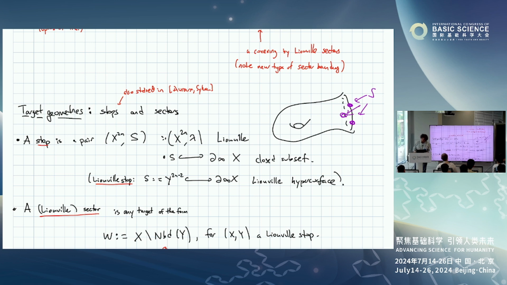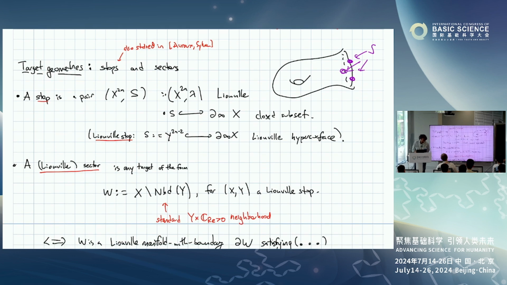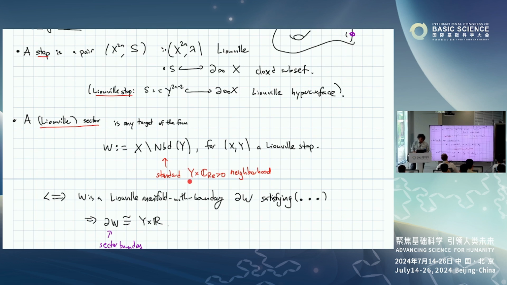If the data I put is a codimension 2 Liouville hypersurface, so it's Liouville of dimension 2 smaller than the original X, then I call that a Liouville stop. And a Liouville sector can be obtained from a Liouville stop by removing some neighborhood of this Liouville stop. So it's any target of the form Liouville manifold minus a neighborhood of a Liouville hypersurface, where this neighborhood is a standard neighborhood of the form Y times half plane.